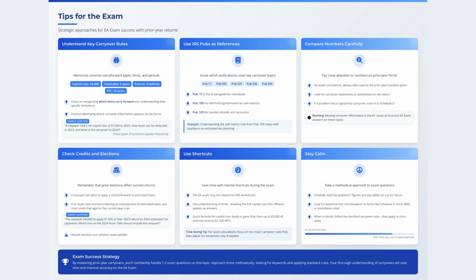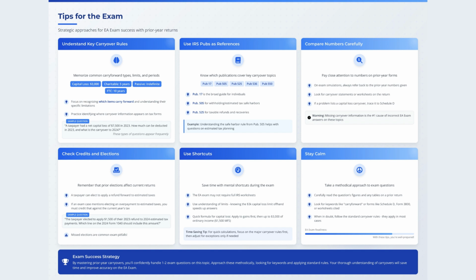Number 6. Stay calm and read carefully. Finally, and this is big, stay calm. Read every number and every label in the question. Look for keywords like carry forward, unused, elected, and look for forms like Schedule D, Form 3800, or adoption and foreign tax credit worksheets. If you slow down and read carefully, you'll often find the answer right in front of you. So that's your game plan.